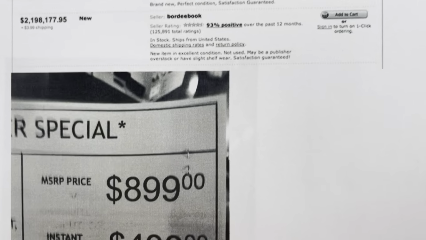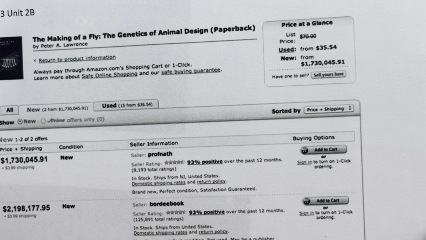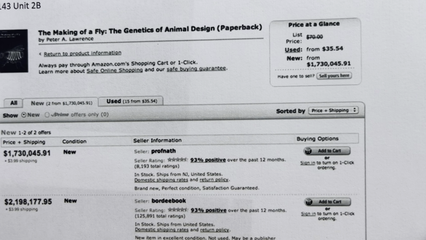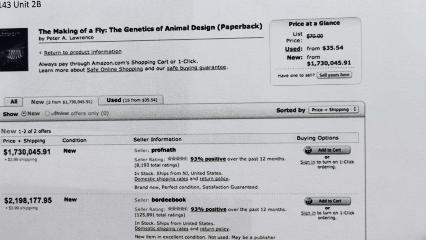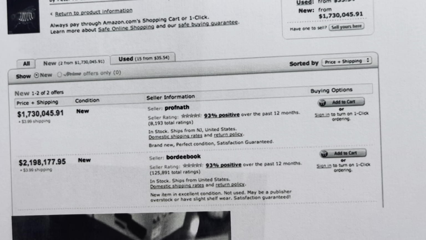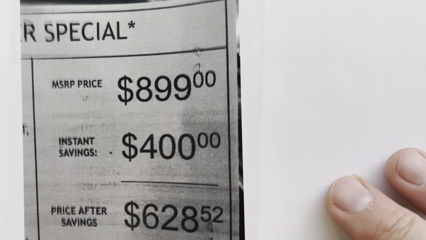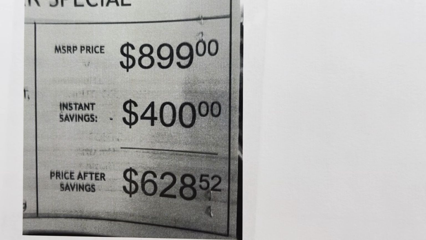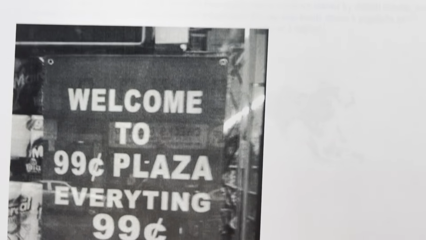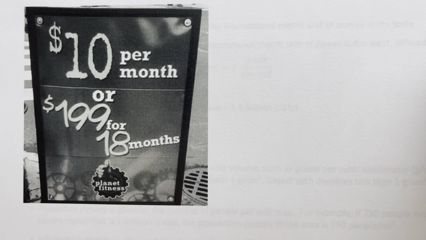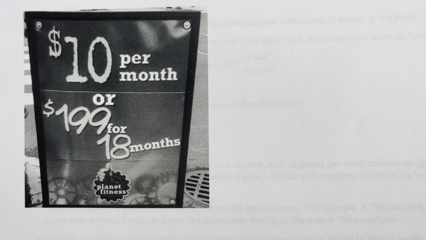Once again, always make sure it makes sense, such as buying a used book for $35, or I can buy it new for $1.7 million. It does have a 93% positive rating though. Not sure if that makes it worth it. It is $899. We're going to take $400 off, and you'll just pay $628. Please join Planet Fitness at $10 per month, or we'll throw in a deal and you can pay for 18 months for $199.